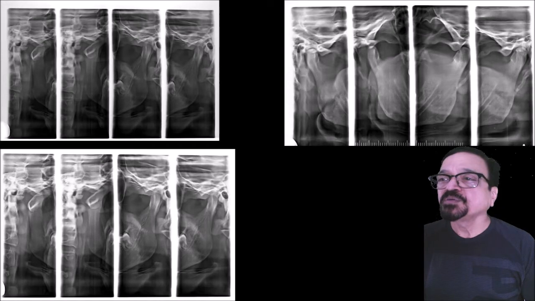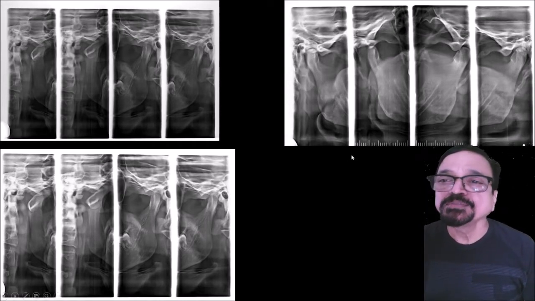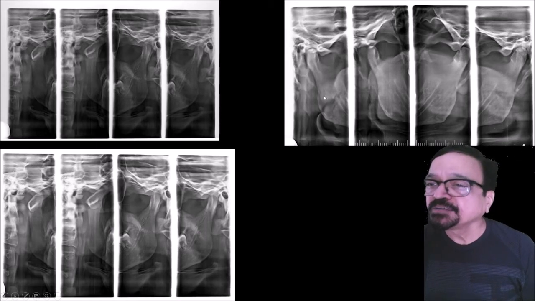Now here we are showing you how excellently OPG gives the idea. All the four films are of different patients. For the description, we'll take this. Now you are seeing a condyle, you are seeing the glenoid, and this is a closed mouth. This is a closed mouth. On opening, see it moves forward.